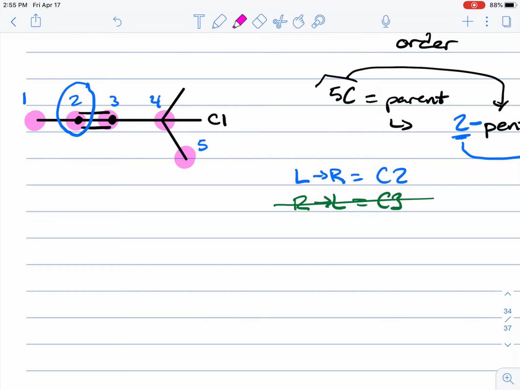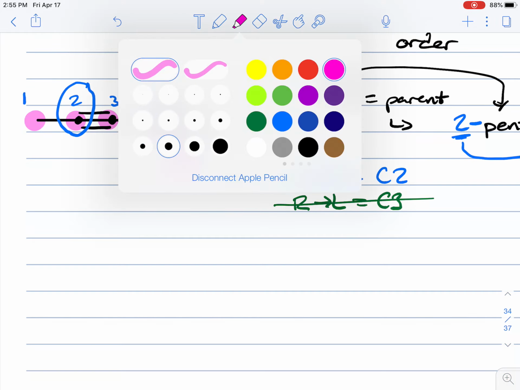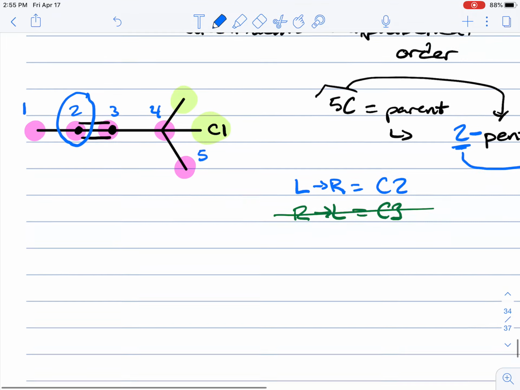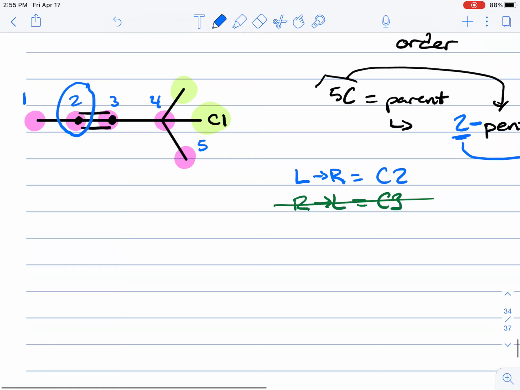All right, so anything that I didn't highlight in pink is going to be a substituent. So I have 2 substituents in this case. Here, oops, maybe I should just bring this down.